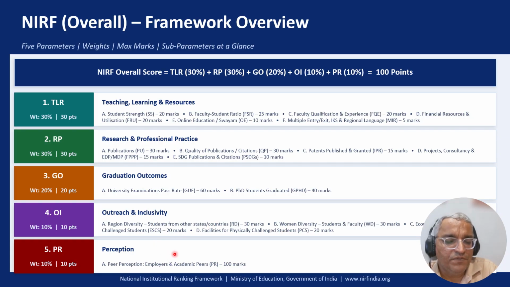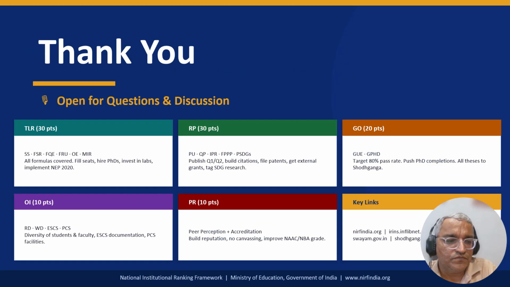Perception is the peer perception which is captured from employers and academic peers. Again, this is 100 marks. When you multiply by the weightage, it gets converted to 10 points. So TLR is 30 points, where we talk about student strength, FSR, faculty student ratio, faculty qualification and experience, financial resources and utilization, online education, and multiple entry exit.